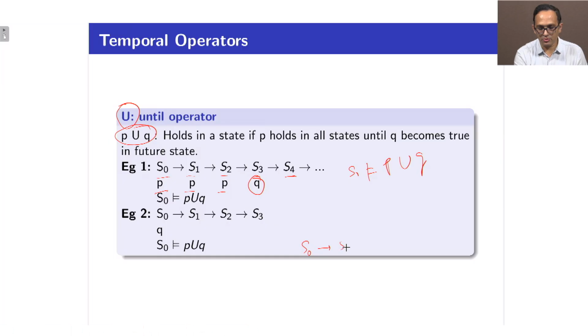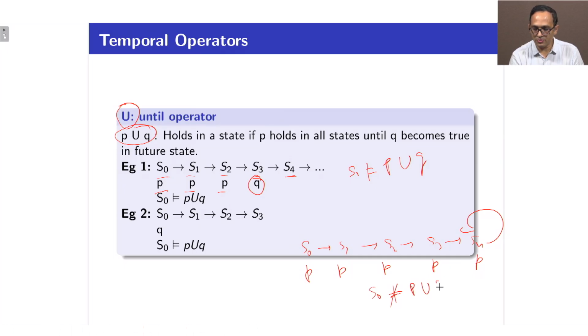So, you think about, I have taken S0, S1, S2, S3, S4, and then there is a loop here, and say P holds here. So, eventually P always holds, Q never holds, right. Then this S0 does not satisfy P until Q, because Q never holds. P holds, but until Q holds does not hold, right. It is basically P is always true. So, S0 satisfies globally P, but it does not satisfy P until Q, right.